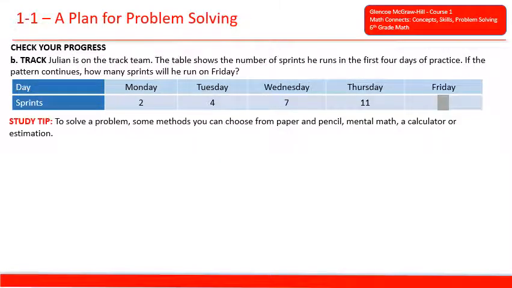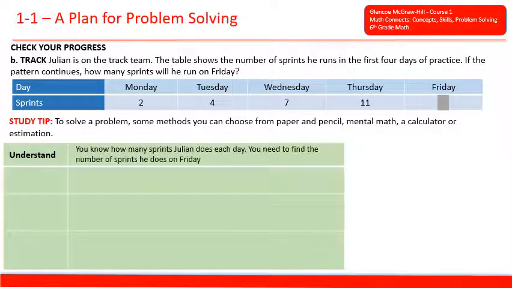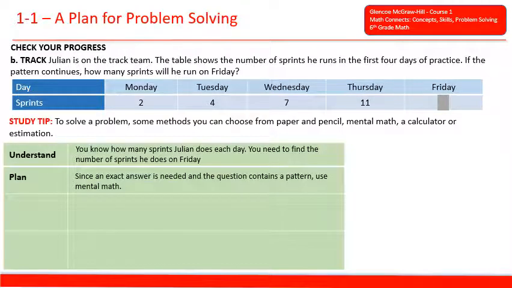So, study tip: to solve a problem, some methods you can choose from are paper and pencil, mental math, a calculator, or estimation. So let's understand the problem. We know how many sprints Julian does each day. You need to find the number of sprints he does on Friday. Plan: since an exact answer is needed and the question contains a pattern, use mental math.